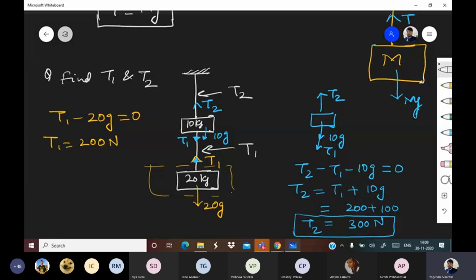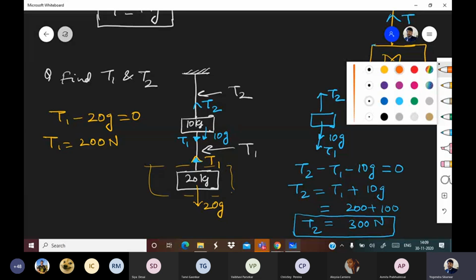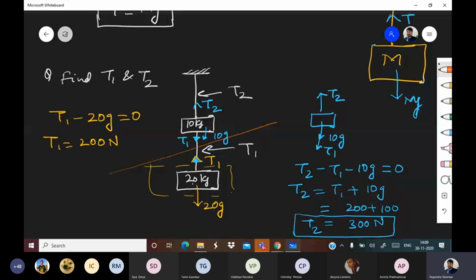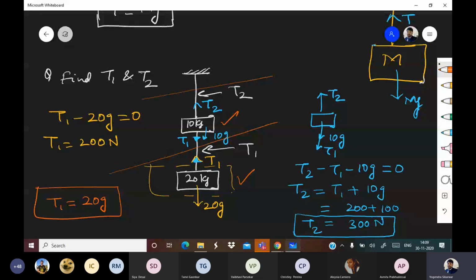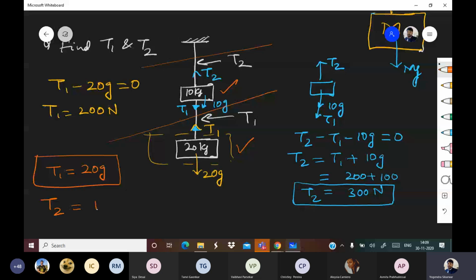Now if I want to apply the same logic on the upper string, if you are cutting it from here, what will happen? This 10 kg block as well as the 20 kg block, both will fall. So basically tension in the upper string will be caused due to the 10 kg block as well as the 20 kg block. So what you can write directly is T2 is equal to (10 plus 20) into g, and that is 300 Newton.